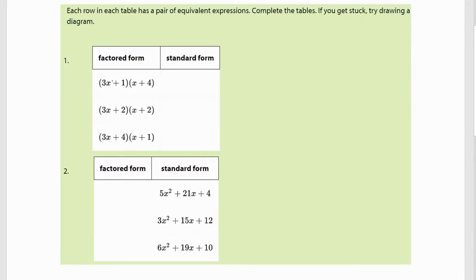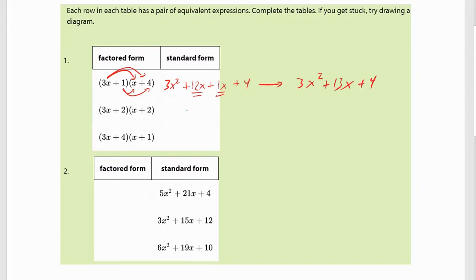All right, so 3x times x, right, is 3x squared. And 3x times the 4 would give you 12x. And the 1 has to distribute as well. So you get the 1x or just x. It's really up to you on how you want to look at that. And then make sure you combine like terms in the end. So 3x squared plus 13x plus 4.